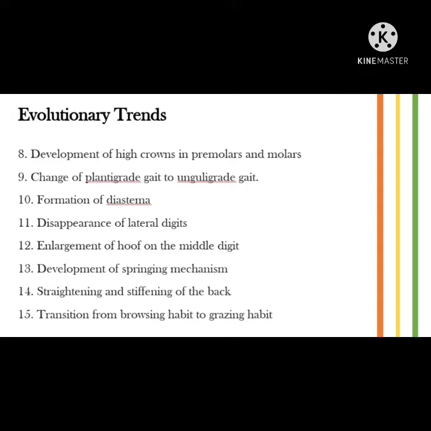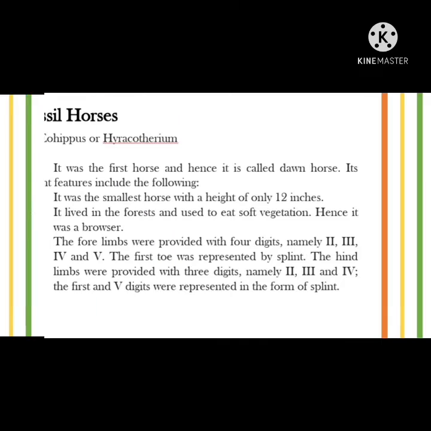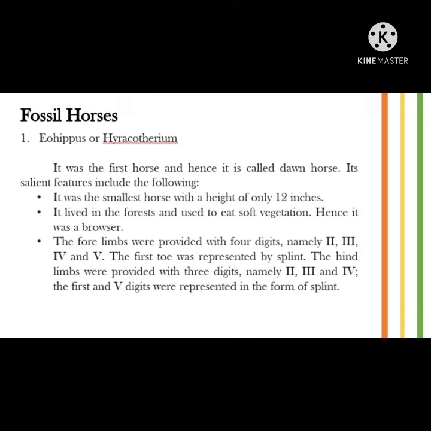to grazing habit. It is easy to indicate those trends because they are mostly physical changes. If we observe the picture, we can pinpoint easily the differences of the dawn horse from the modern horse. Now let's move on to the fossil horses.